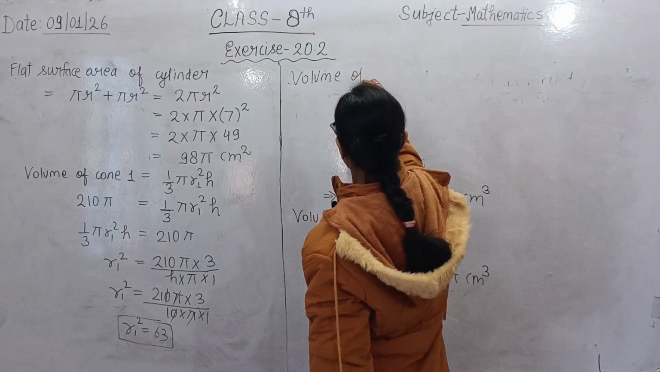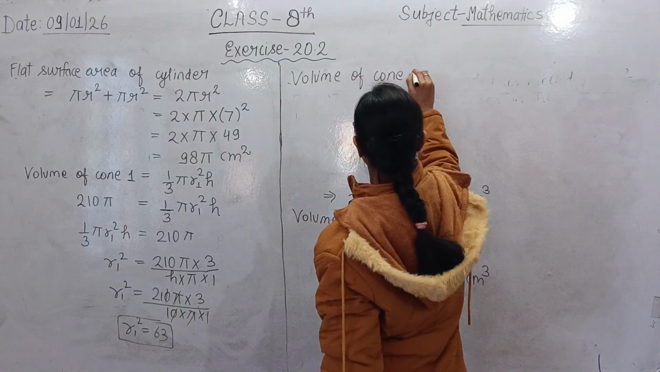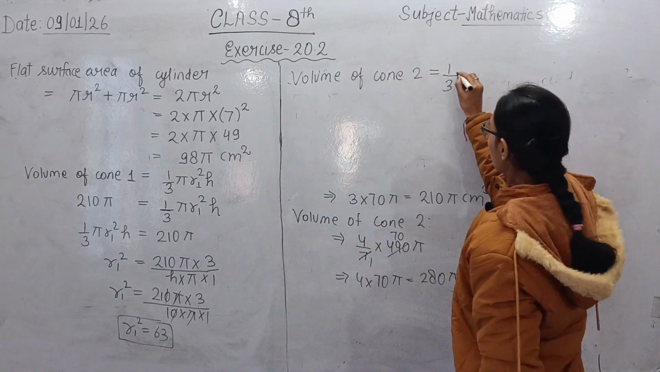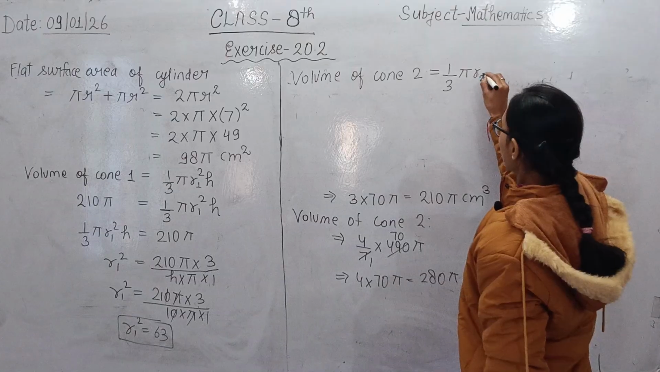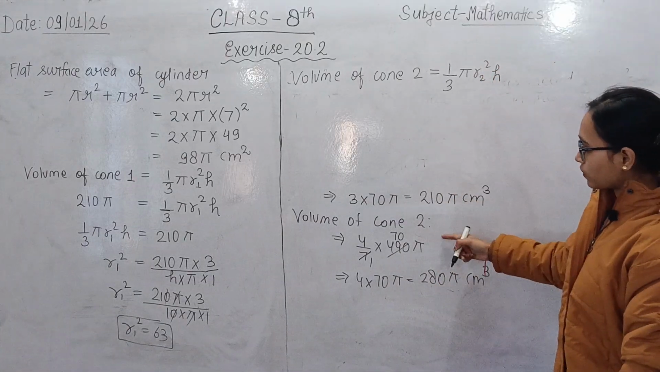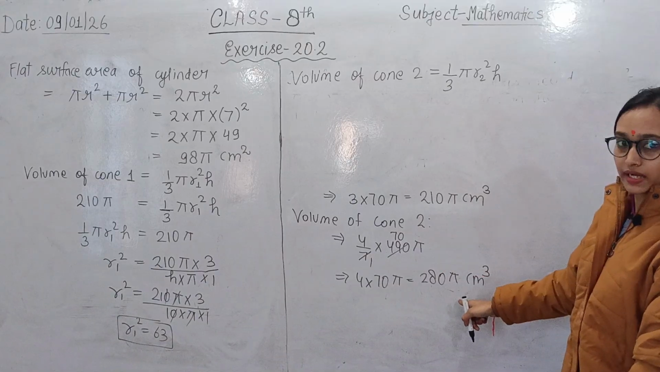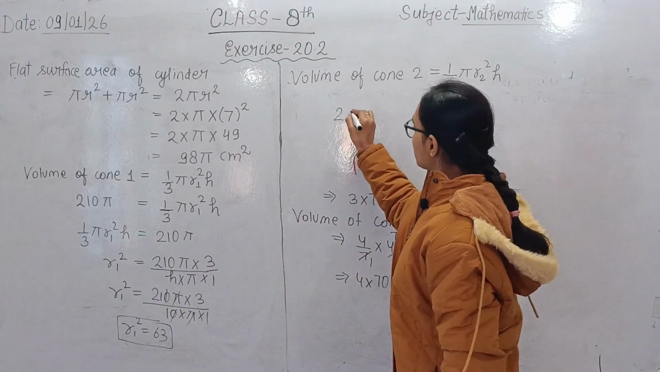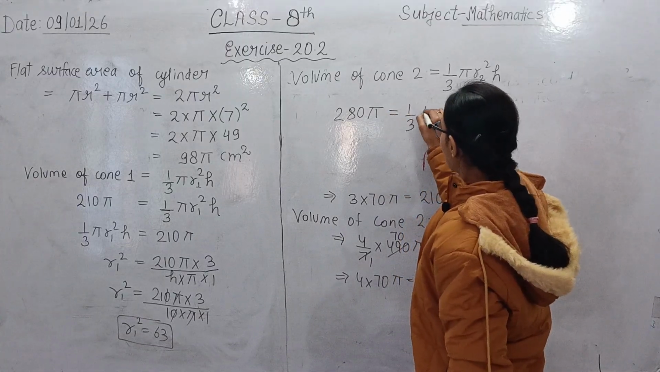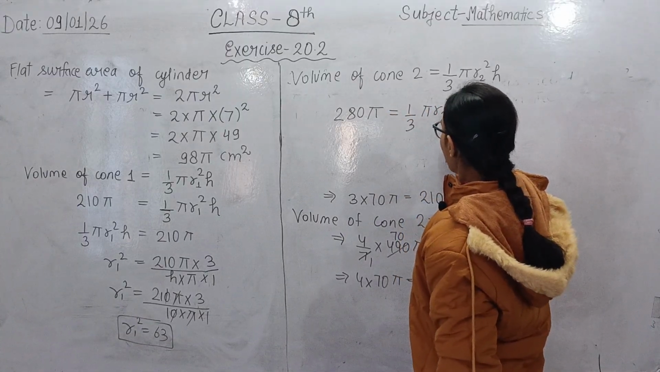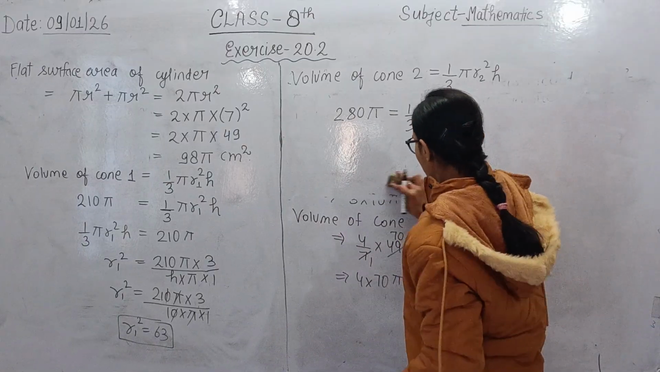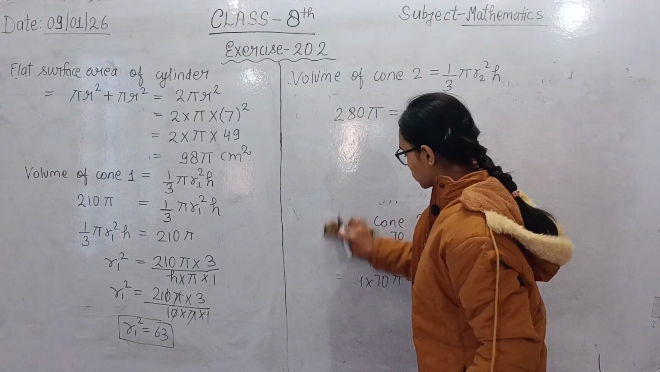So volume of cone 2, here we will write it as 1 upon 3 pi r2 square h. And firstly, we have calculated volume of cone 2 as 280 pi. So we will put it as 280 pi will be equal to 1 upon 3 pi r2 square h. From this equation, we will calculate the value of r2 square.